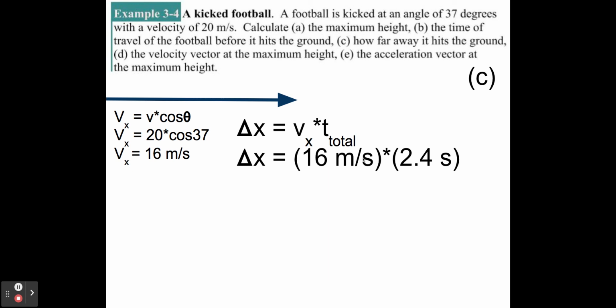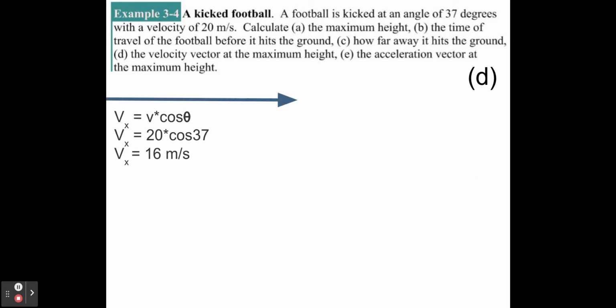Our horizontal velocity is 16 meters per second, and this is important. It's the total time that it was in the air, not the time to the peak. So we plug in 2.4 seconds there. And so when you work that out, it will be 38.4. So we'll go 38.4 total meters to the side there.